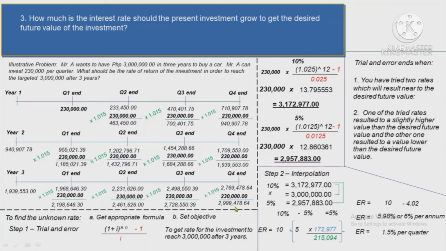So 299,478.64 has a difference with the 3 million. But if you want to be strict, then interpolate again and come up with trial rates which will result to nearest to 3 million. For example, this 10%, you can change this into 6%, and instead of putting 3172977, you're gonna put here the 299,478. And instead of using 5%, for example, you can change this to 6.10%. It's really up to you, but follow the steps, of course. So that's it.